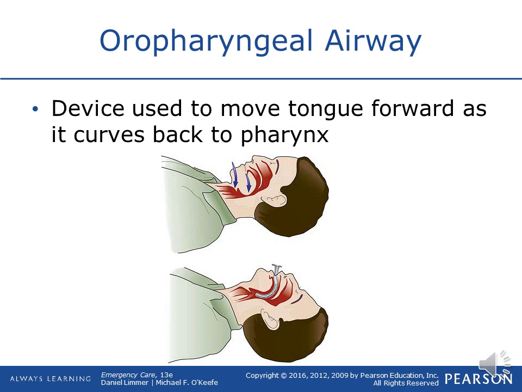So here's an illustration of an OPA and its use. You see in the top picture, the patient's laying down, their airway hasn't been manually opened yet, and the tongue is laying on the back of the airway. In the lower picture, their head's been positioned with head tilt, chin lift, and the OPA has been inserted in a J shape. That J shape goes in behind the tongue and keeps the tongue lifted up.